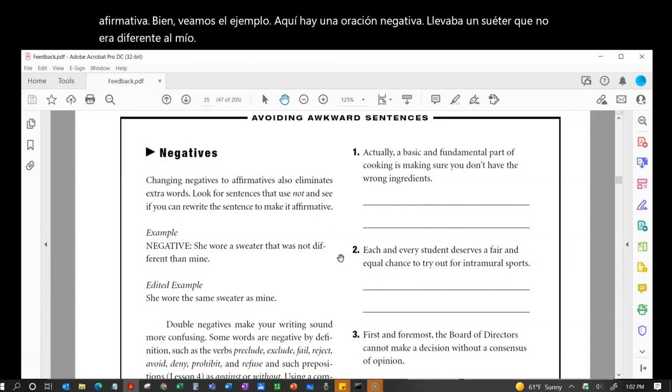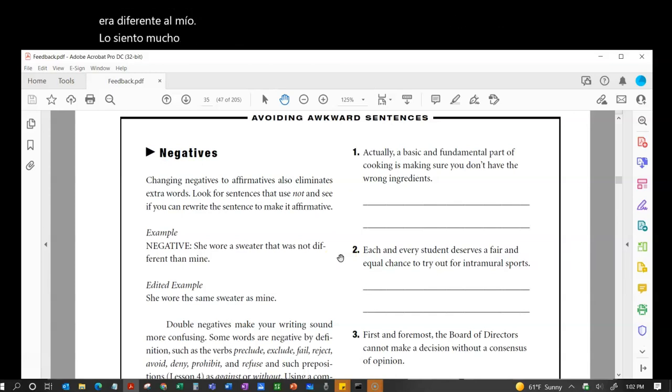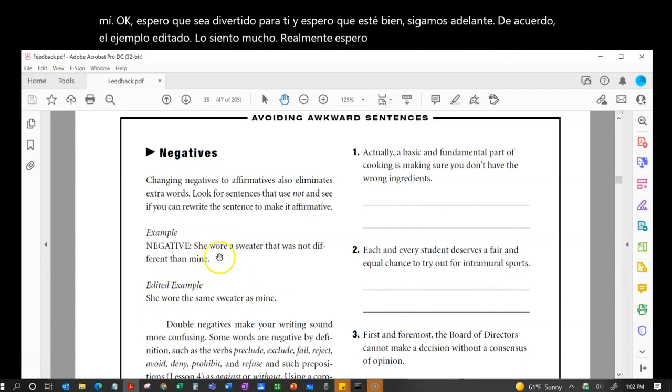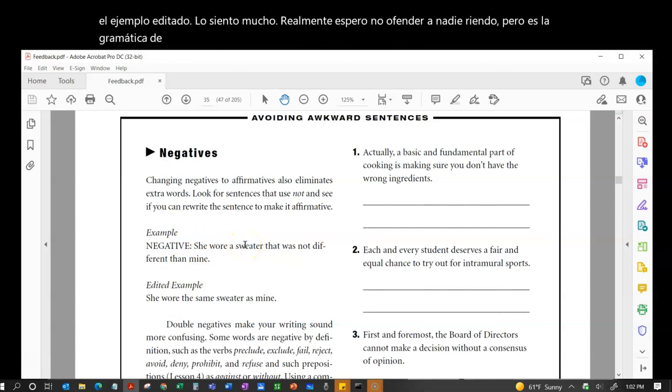I'm so sorry for laughing, but when a sentence doesn't sound right, it's funny to me, okay? I hope it's funny to you, and I hope that, all right, let's move on, okay? The edited example, I'm very sorry. I truly hope I don't offend anyone by giggling, but it's the sentence. Grammar is something that you can hear when it's incorrect, okay? And so I hope that you're giggling right along with me.